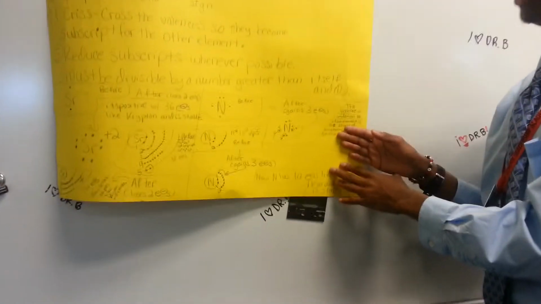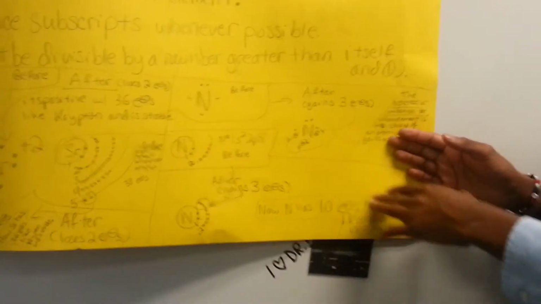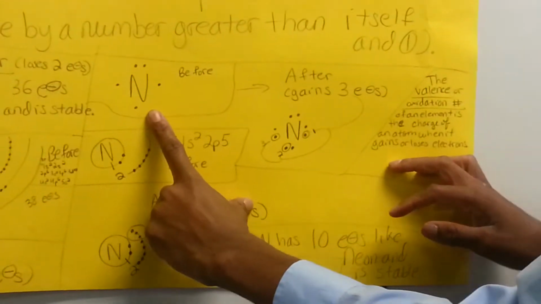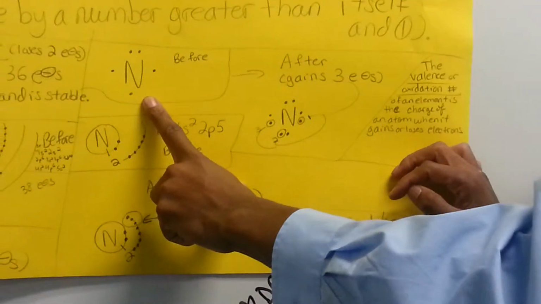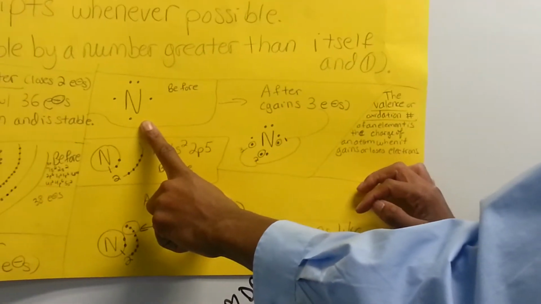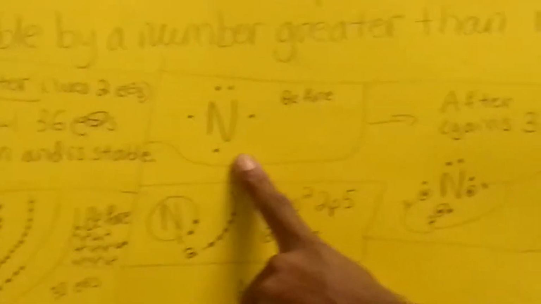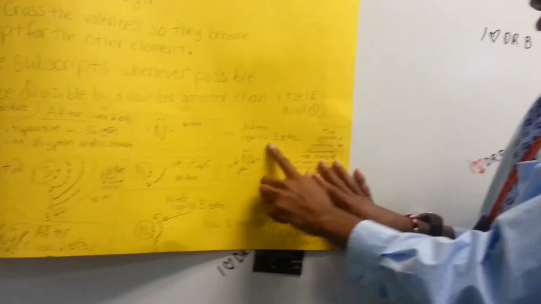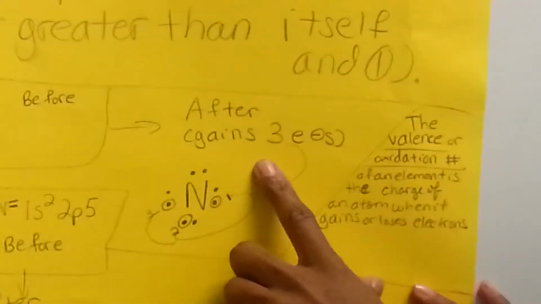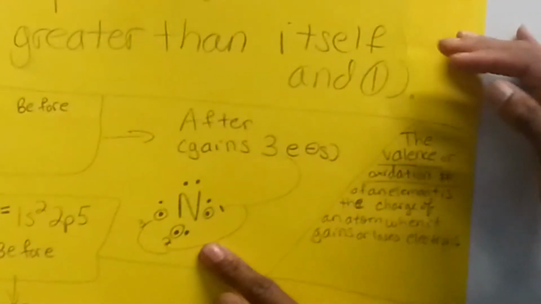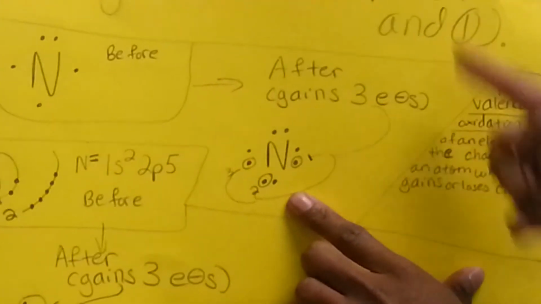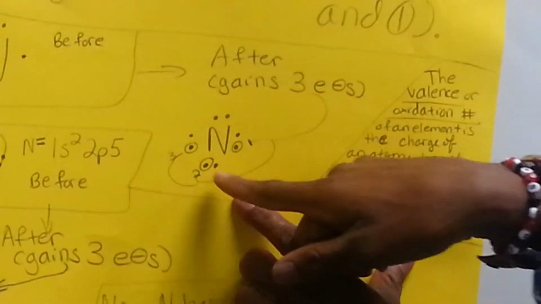Now, moving on to nitrogen. Before, its Lewis dot structure has only 5 dots because nitrogen is a group 5A element. After it gains 3 electrons, its new Lewis structure has 8 dots now, because it gained 3 electrons. See? 1, 2, and 3.